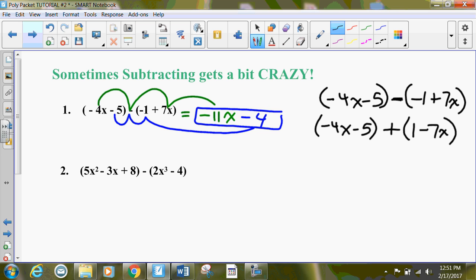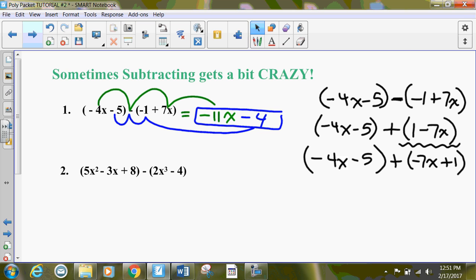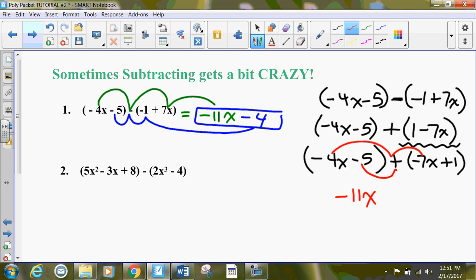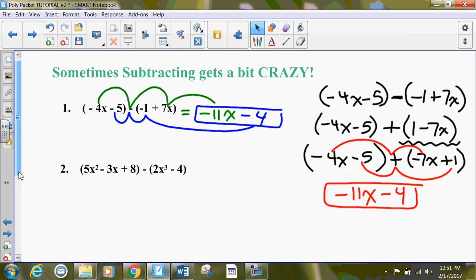The second thing you can do, if you don't like that this is not set up in standard form, you can rewrite the first and then rewrite the second. You can flip it around. Now, this second method takes a lot more steps, but when you do these steps, it might allow you to make more sense out of this problem. So then we've got negative 4x plus negative 7x, which gives us the negative 11x. And then the negative 5 plus the 1, which gives us the negative 4. Same answer, different method.